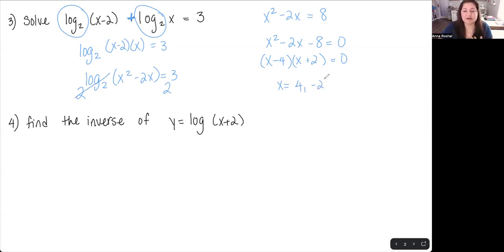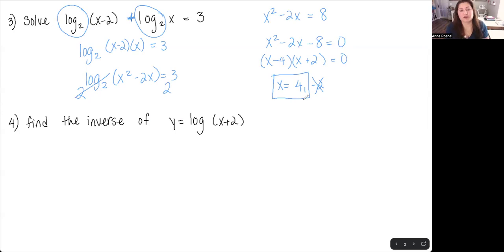Now, in this particular case, x cannot equal negative 2 because I can't have log base 2 of a negative number. We really can't have log of a negative number. So we're going to reject that negative answer and say that x only equals 4.